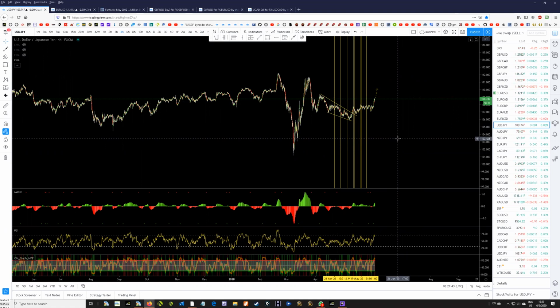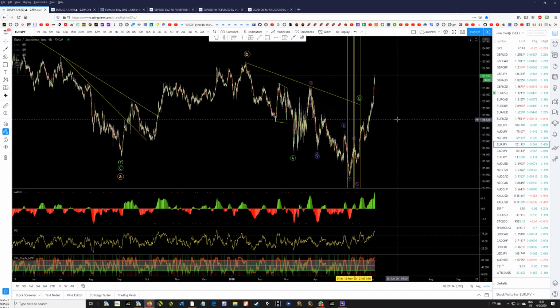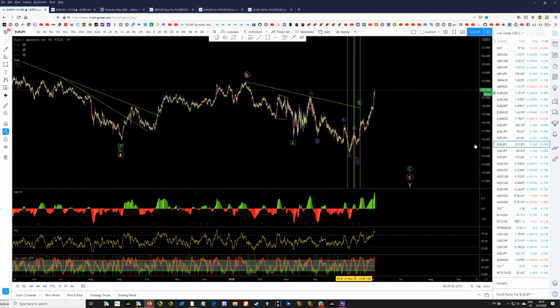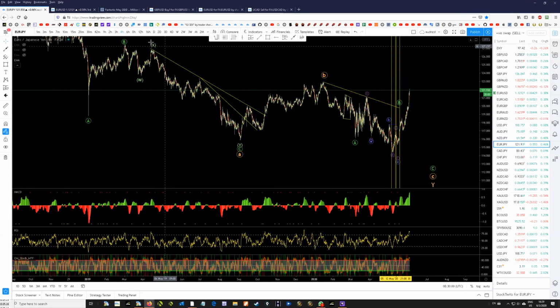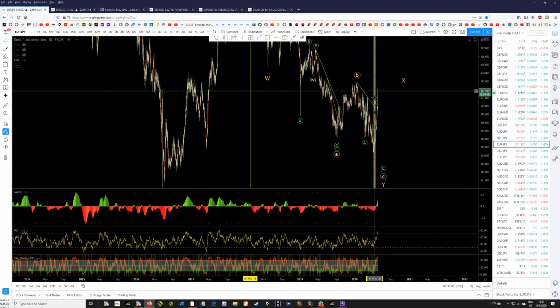Okay, so what else? Let's just look at one last chart. My wife's calling me, so I think I will end it off here. Okay, I did someone on the euro yen. I didn't take any trades on this, but looks like I did some.